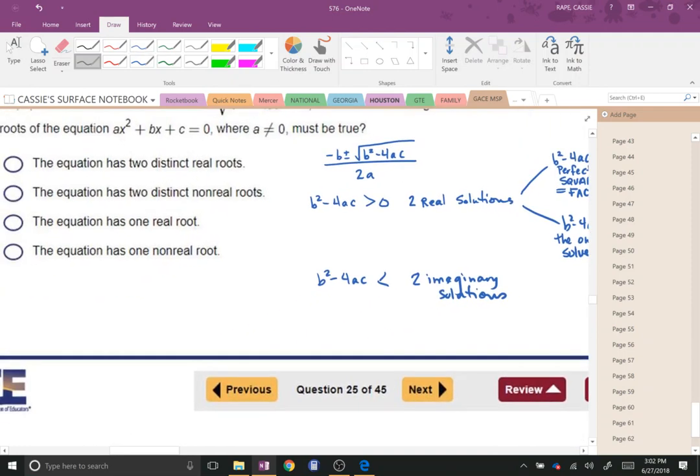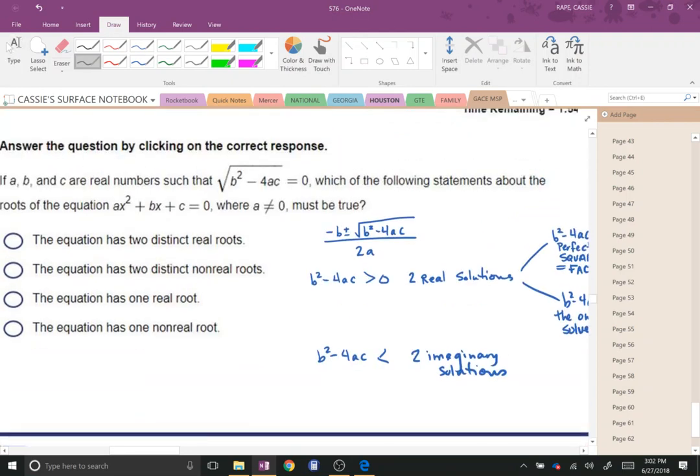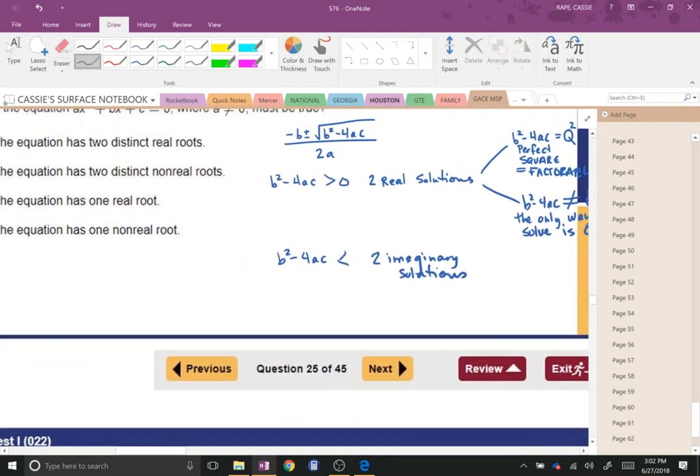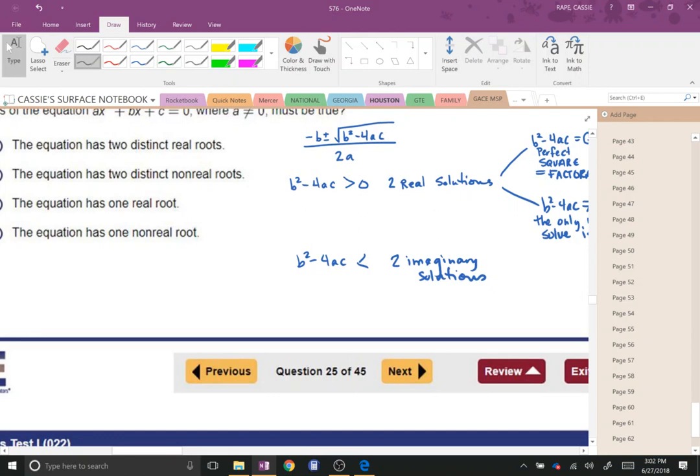So the question is, what if b squared minus 4ac is exactly equal to 0? Let me give you an example. My computer's being mean again. x squared plus 10x. Now let me do something smaller. x squared plus 6x plus 9.